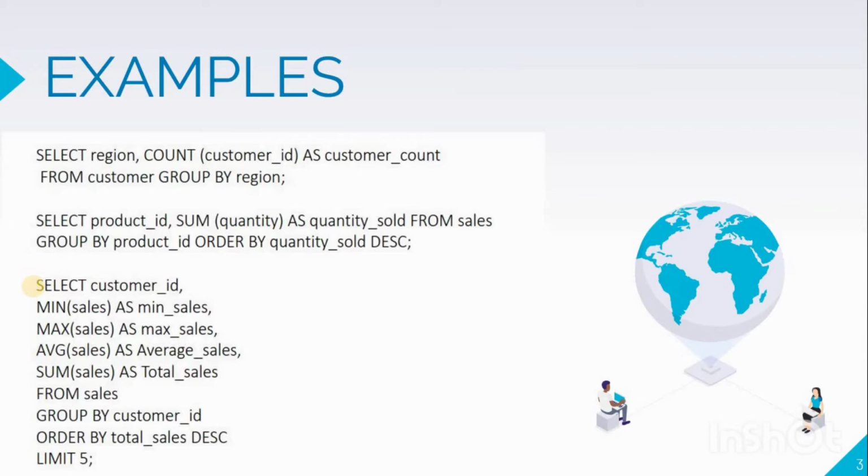To do this, we will write select customer ID, minimum sales value and then the max sales value. From this, we'll find the average sales value and the sum, that is the total sales value, from the sales table, and we will group it by customer ID and retrieve it in descending order, with only the top 5 rows. So let us go and run this query.